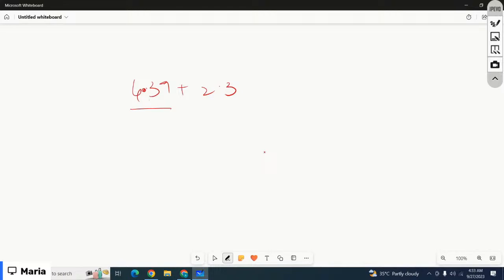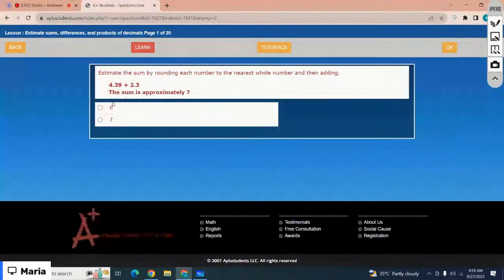4.39, when you round off the number, right after decimal you have 3. 3 is less than 5, right? That means you have to round on the same decimal. 4.39 is rounded to 4. Then 2.3, right after decimal you have 3. 3 is again less than 5. You have to round on the same decimal. That would be 2. That means if you add, the answer is approximately 6. That is the estimated answer, right? Not the exact one. So the correct option is 6.